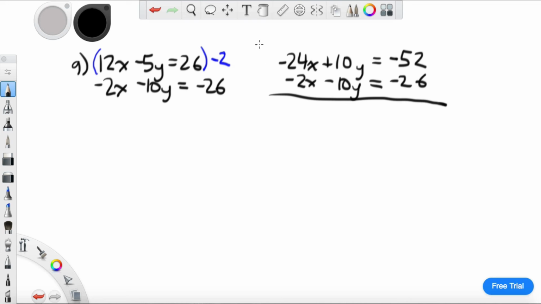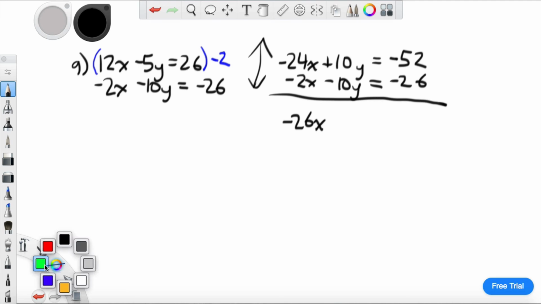And then I just add them straight up and down, right? Negative 24x minus 2x, okay? These are like terms. That's going to be negative 26x. Plus 10y minus 10y is 0, so we just cancel that out. Boom. Okay? And now we take the equal sign and add these together, and you get negative 78.